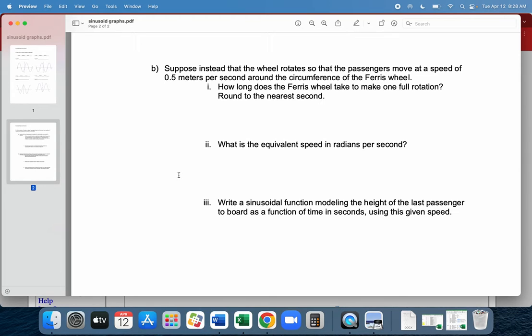So any thoughts on how to answer this first part? Given this 0.5 meter per second, how long does it take to go all the way around? Any thoughts on maybe some place to start? Okay. Yeah, Christian? All right, so it finds the circumference. So circumference is pi times diameter, yeah?